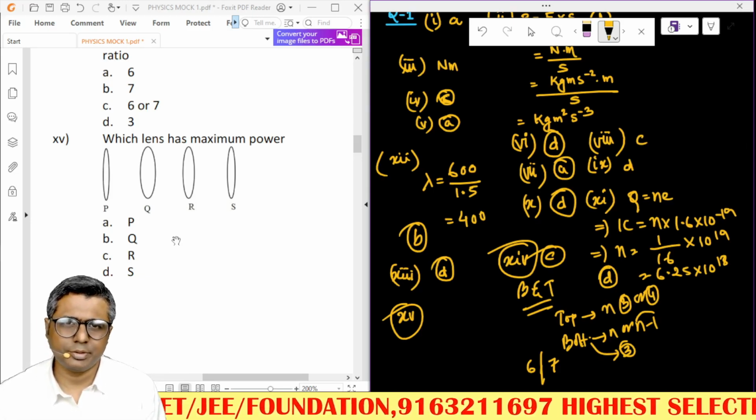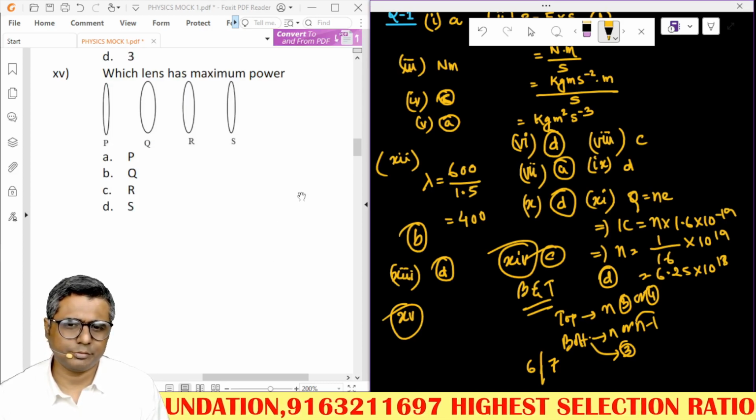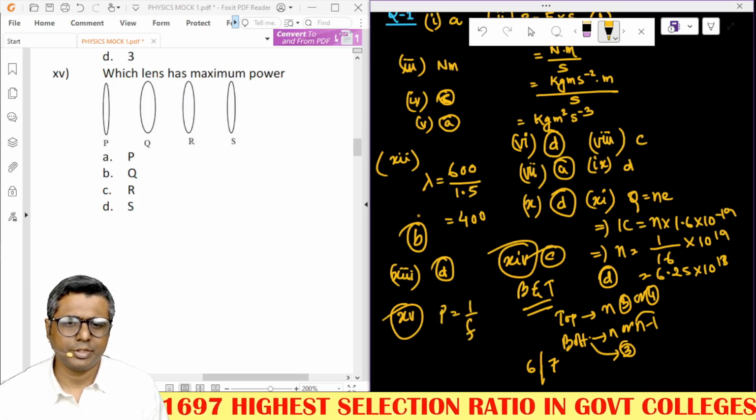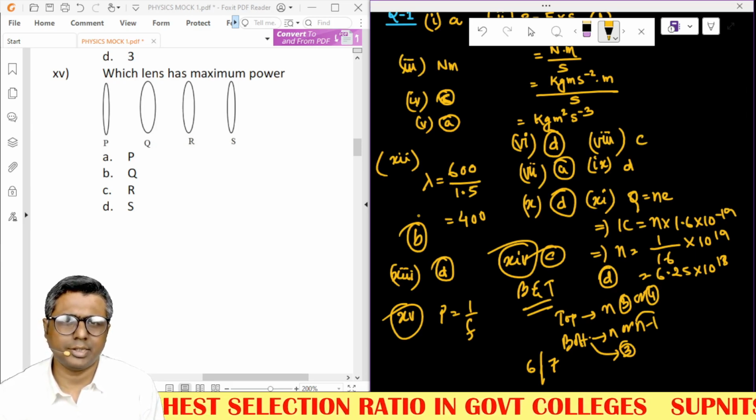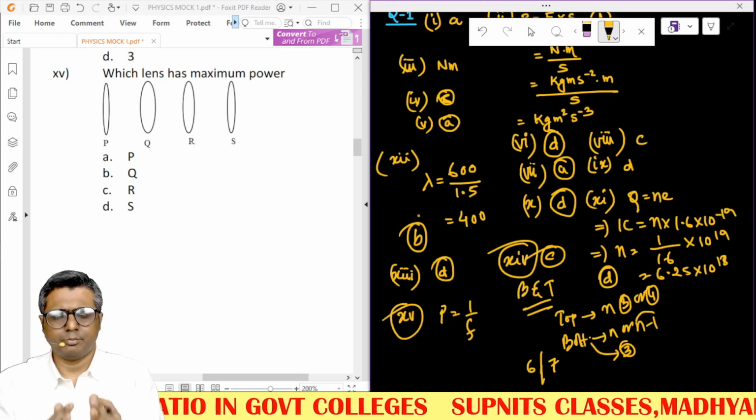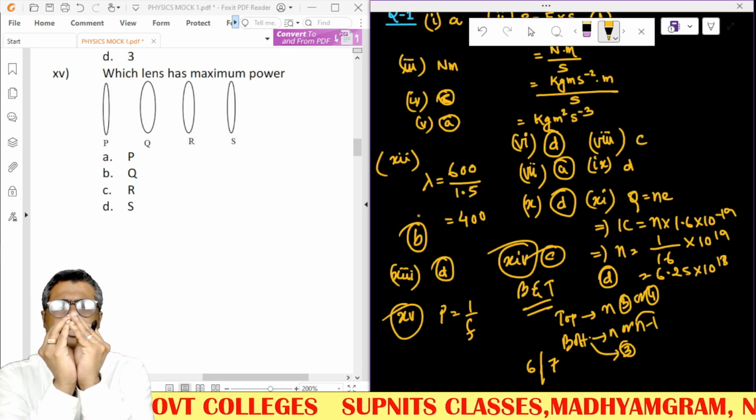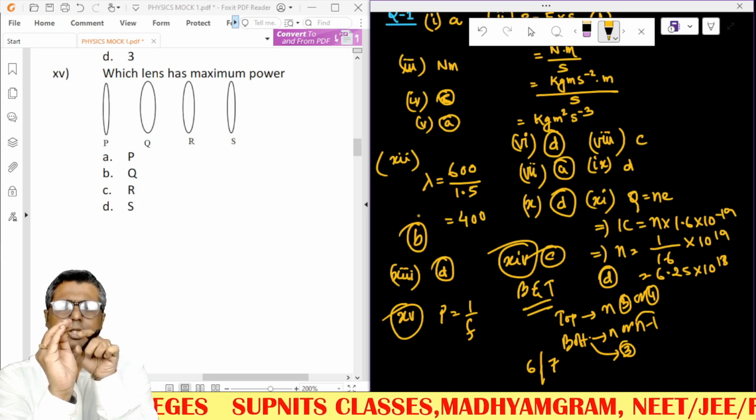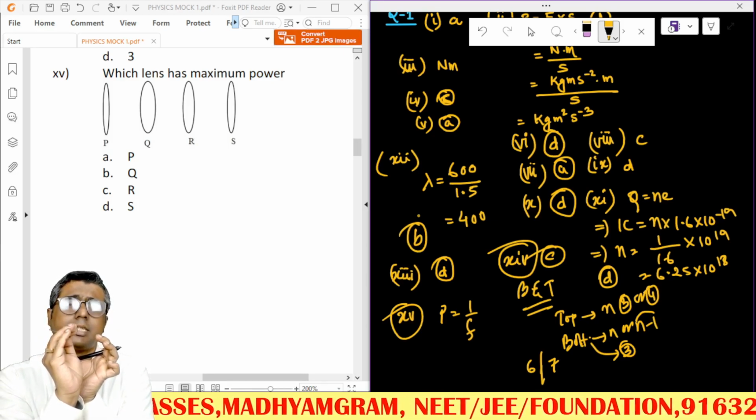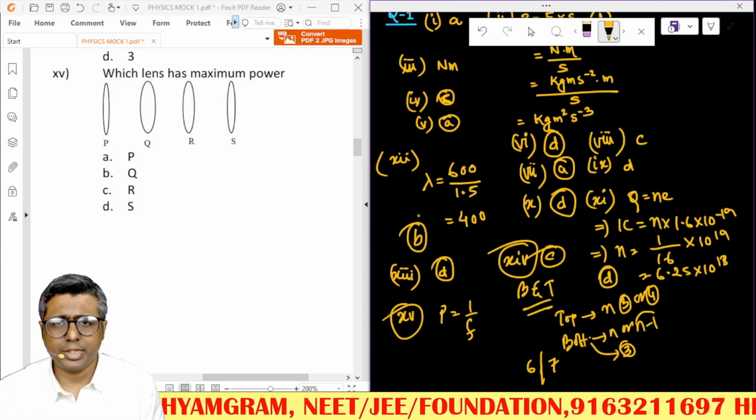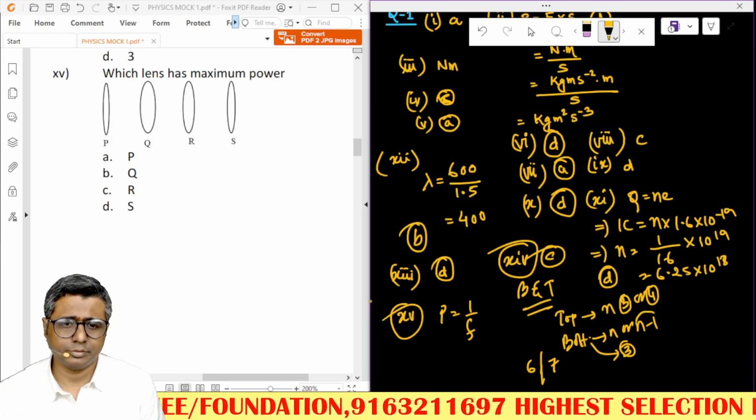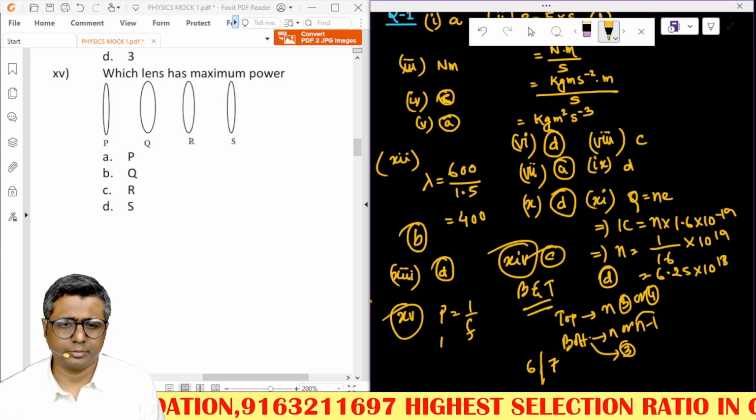However, you can do it by formulas also, not an issue, because it all depends on focal length. Power is equal to 1 by f, we know. So the one having the least focal length will have the highest power. The more curved the lens is, it is going to be a smaller sphere. Smaller sphere means lesser focal length, right? So definitely here maximum power will be in case of Q. So it will be option B.